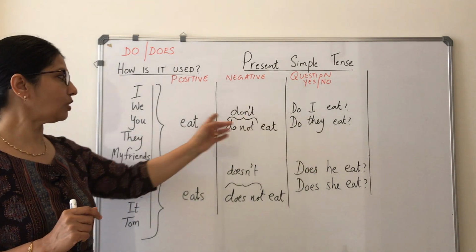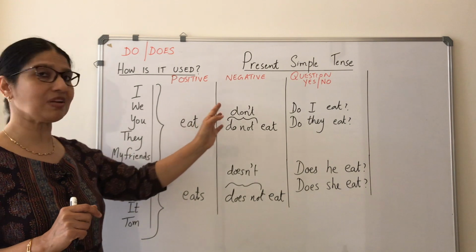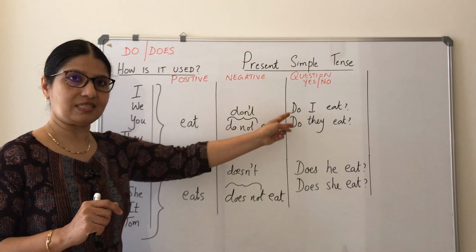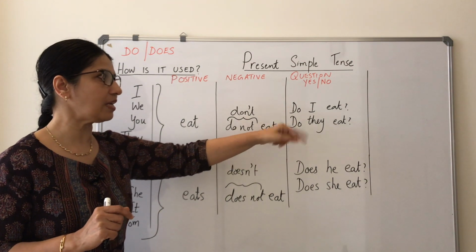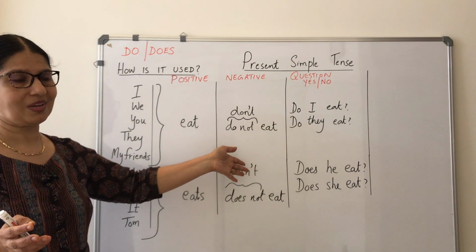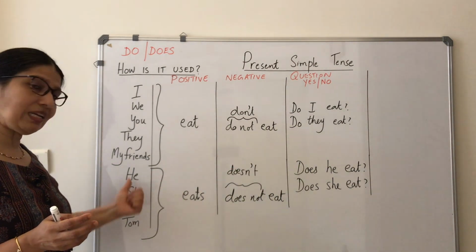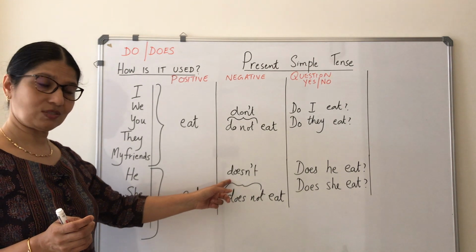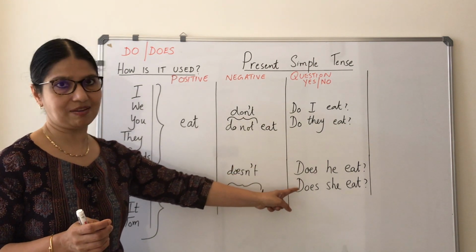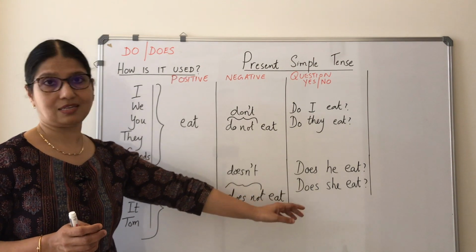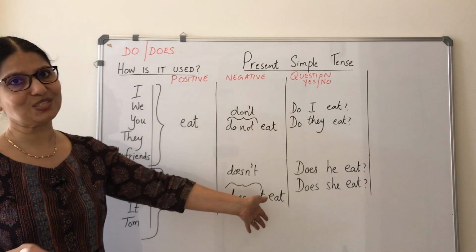So you know that for the plural subjects, we don't have doesn't, we have do, do not. Use the same do and change the word order. You have do I eat, do you eat, and so on. And when we have the singular subject, you know that we use does. So use the same does and we have does he eat, does she eat, does Sarah eat, and so on.